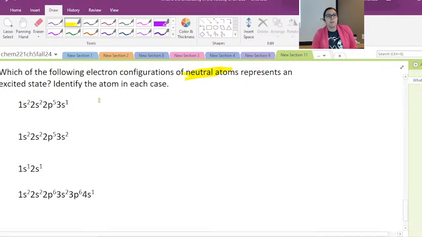So what do we think for the first one? So first of all, is it excited? So yeah, so what do we think, it's excited? Excellent. So right, we have to recognize that, okay, we didn't fill up that p orbital, so that valence electron got excited. So excellent, right? This is some sort of excited state.